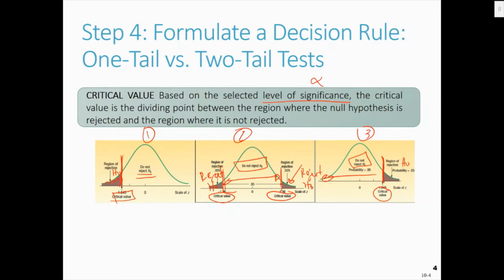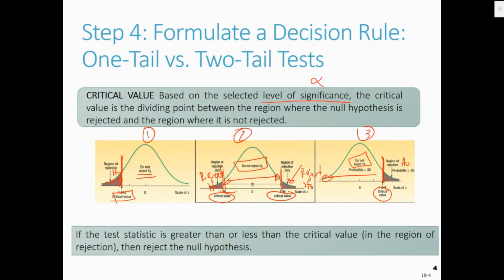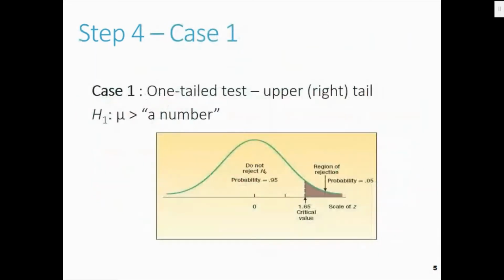So let's see all of these 3 cases one at a time. Now, for any of these 3 cases, if the test statistic, which is step 5, and we will see that in a different video, is greater than or less than the critical value, if you are in the region of rejection, then you reject the null hypothesis.